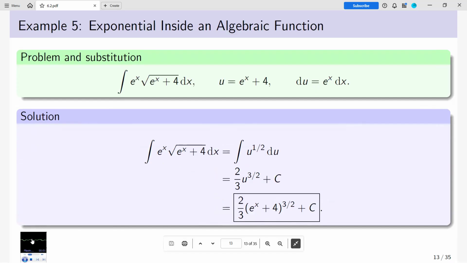The expression e to the x plus 4 is a natural choice for u, and its derivative e to the x is already present. The complicated integral becomes a basic power rule problem. It is like discovering the terrifying final exam is actually open book.